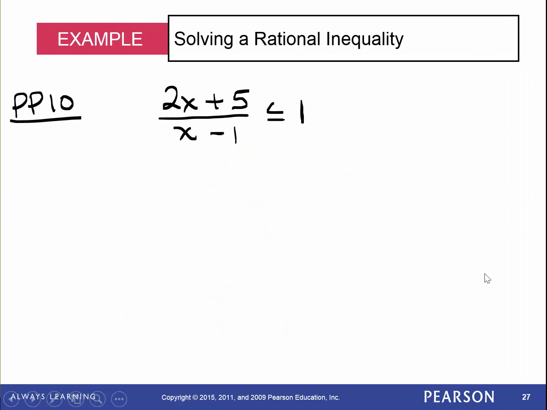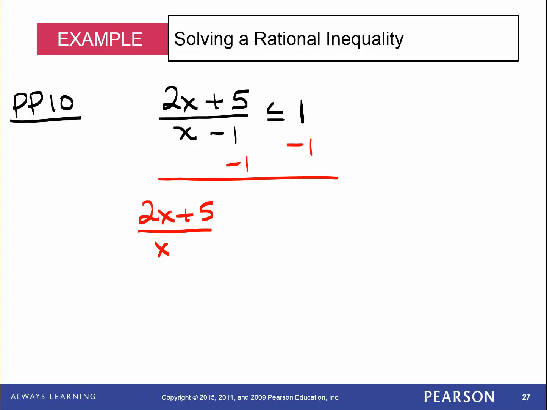Rational expressions in terms of inequalities, or rational inequalities. All right, first and foremost, we don't want to compare anything to a number besides 0. 0 is the one we want to compare to, right? Because just like with the quadratic equation here. So before we do anything else, let's move this little 1 over. So 2x plus 5 over x minus 1, subtract 1.